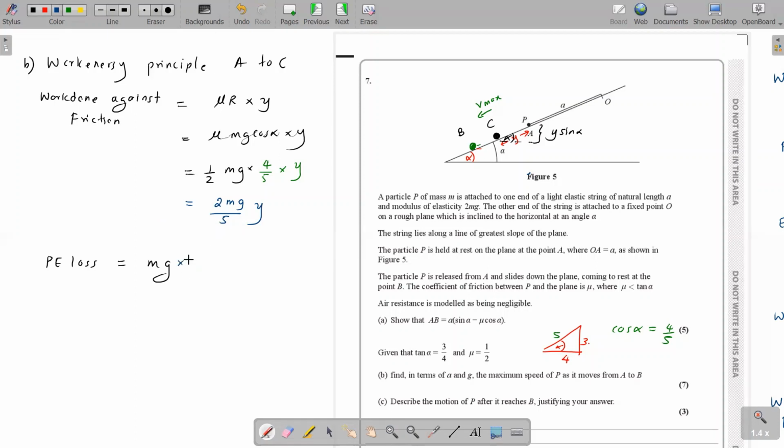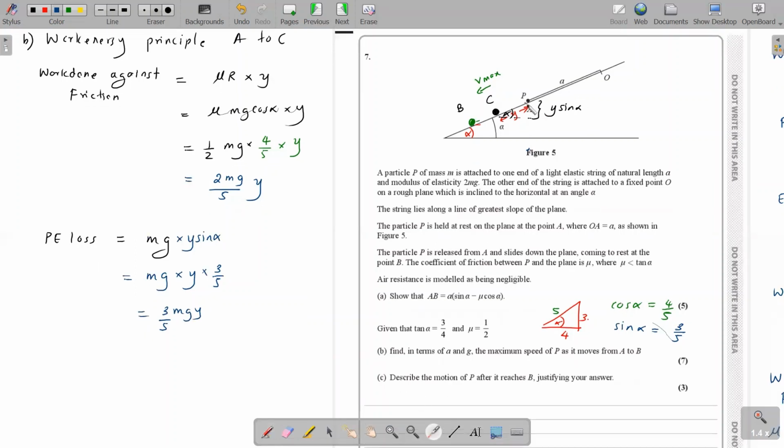Okay, so it's y sine alpha. Can I know the sine alpha ratio from the triangle? Sine alpha is opposite over hypotenuse, 3 over 5. So mg y sine alpha is 3 over 5, so I get 3 over 5 mgy. Is that correct? Okay, and then the next energy we need to consider when you move from P to C.